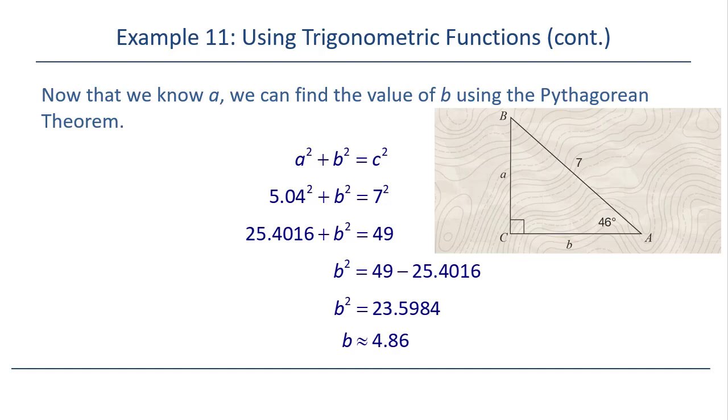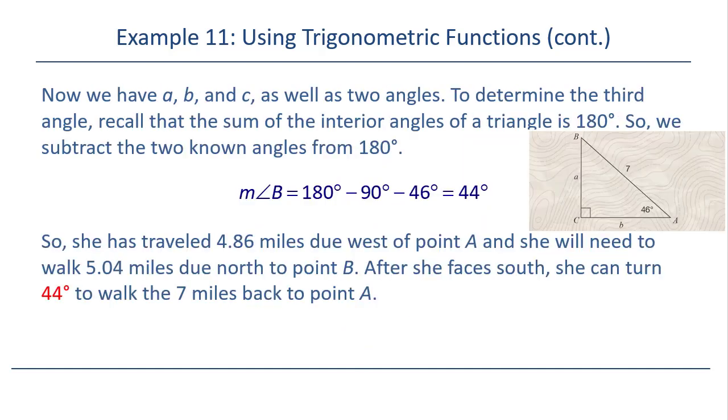Now, the last thing we need to figure out is the angle, but like I said, that's pretty easy because we know that in any triangle, the sum of the interior angles is always 180 degrees. We know that this was a 90-degree angle because they said that she went due west, and then she's going to go due north, so that's going to create a 90-degree angle. So all we have to do is take 180, subtract the 90, subtract the 46 to get the leftover, which is 44. So now we know everything.